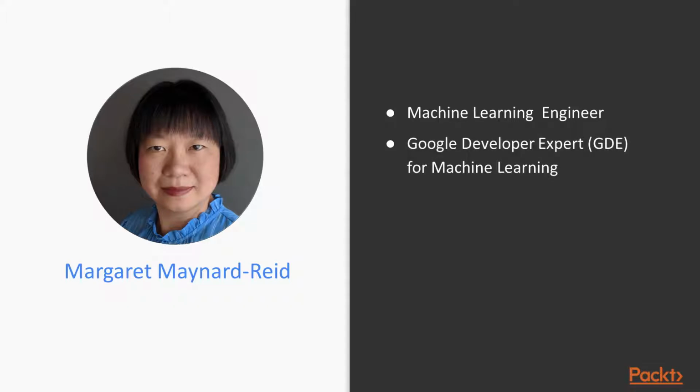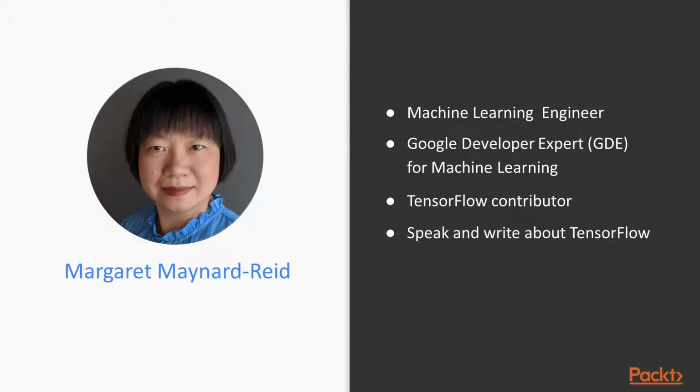I am Margaret Maynard-Reed. Currently, I'm a machine learning engineer and researcher working on AI for art and design. Previously, I worked on computer vision apps and on-device machine learning for a few years. I am a Google developer expert for machine learning and a contributor to the TensorFlow community. I write blog posts and speak at conferences about deep learning, computer vision, TensorFlow, and on-device machine learning.